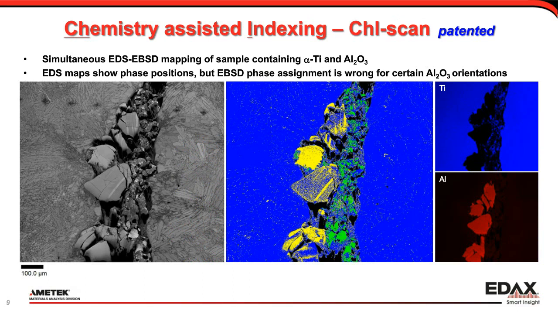Now, how does that actually work? All EDAX EBSD indexing software offers the Chi-scan functionality, or chemistry-assisted indexing. The key to this operation is the direct correlation between the patterns and EDS signal at each pixel. In the example on this slide, you can see that the titanium matrix is identified properly, but inside the larger grains inside the crack, the yellow aluminium oxide has been misidentified for titanium in certain places.